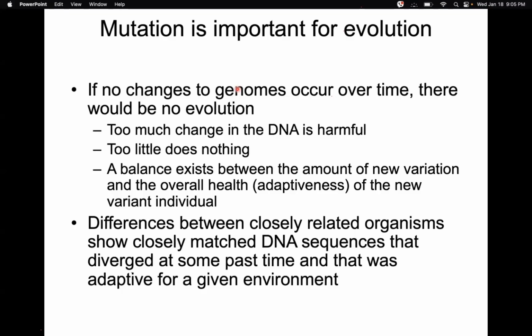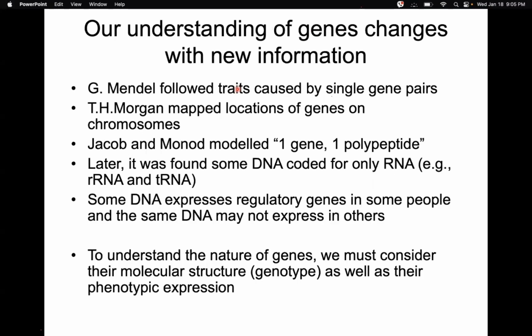So, yung mga nag-mutate na kagaya ng mga virus na nakuha natin as an antibody, kinailangan din naman po natin to adapt sa mga paparating pa na panibagong variant of your COVID or your SARS-CoV-2. So our understanding of genes changes with new information. Gregor Mendel followed traits caused by single gene pairs. T.H. Morgan mapped locations of genes on chromosomes. Jacob and Monod modeled one gene, one polypeptide. Later, it was found some DNA coded for only RNA. Example, your rRNA and tRNA.